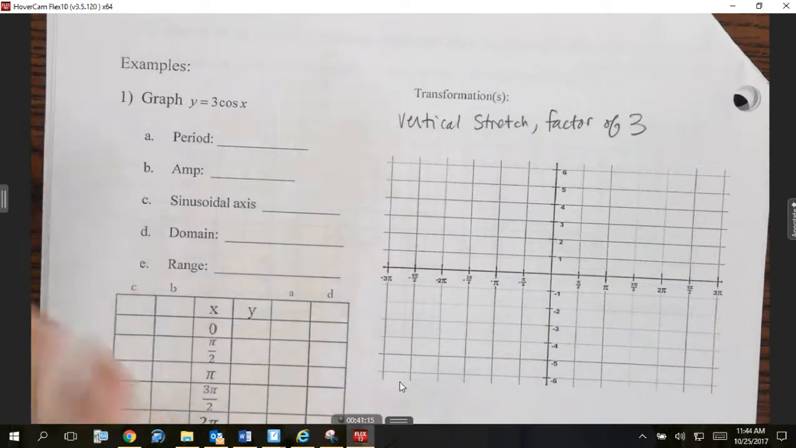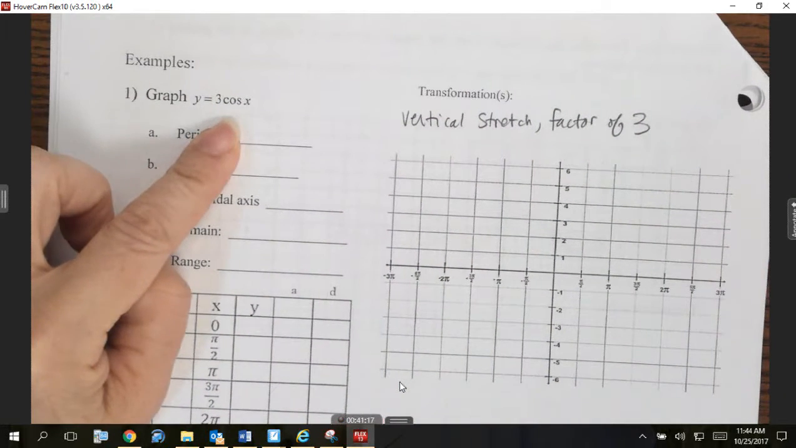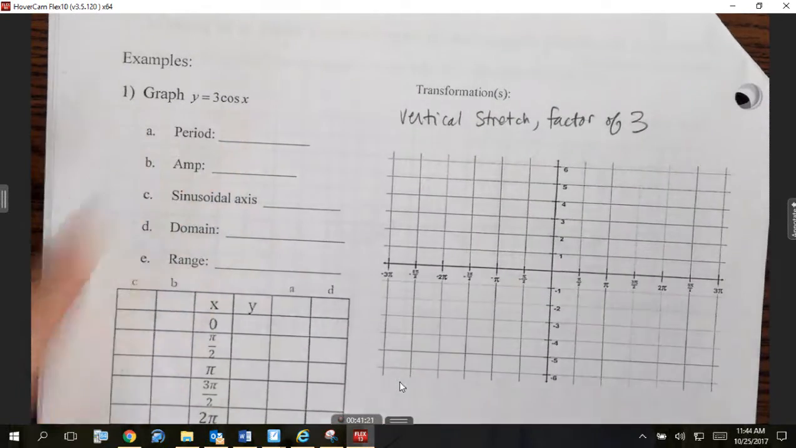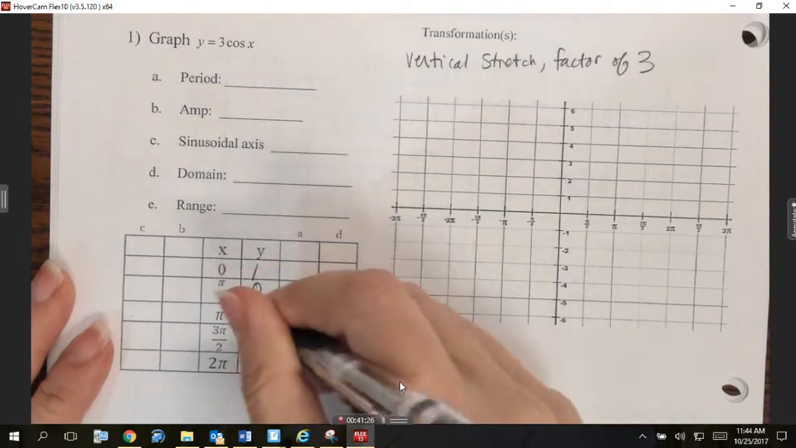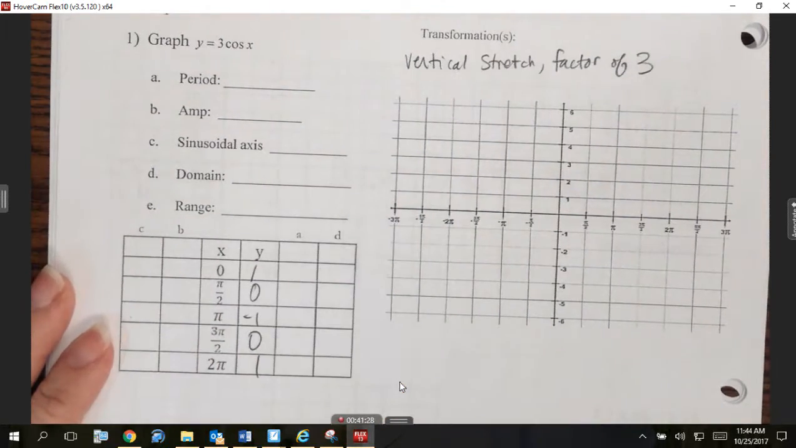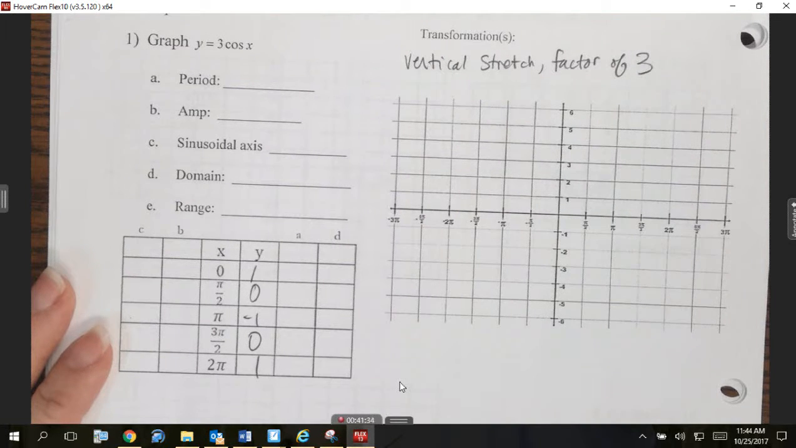Then I'm going to use my table, and we see this is a cosine. So cosine at 0 starts at what? Cosine at 0 is 1, and then it alternates between 0, -1, 0, 1. Both x and y alternate 0, -1, 0, 1. They all alternate the same thing, and they just start at a different place.